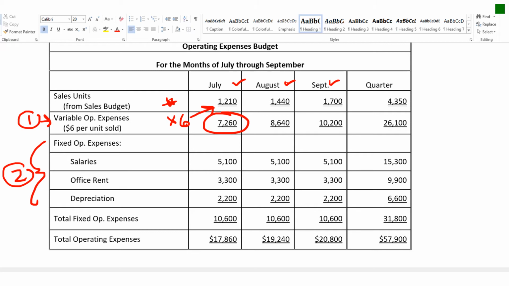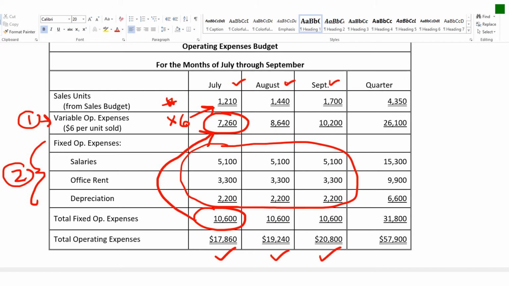You do the same thing for August, September. And then for your fixed cost, notice all these are the same. You just have to plug them into the right appropriate column. You add them up. You would get total fixed of $10,600. You take that plus the variable. That's where they get the total operating for July. You can do the same thing for August, September, and then add them up for the quarter. But again, remember operating expenses, this is simply your general selling and admin type of budget, or think of it as your period cost.